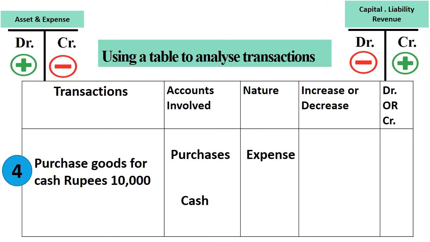Now coming to the nature of purchases, please remember it is your expense, and when we purchase goods we say our expense is increasing, and you can refer to this rule, increase in expenses is debited. Now coming to cash, cash is our asset, and since we are paying cash for purchase of goods, our asset is decreasing, cash is decreasing, so decrease in asset is credited. So the effect is purchases debit, cash credit.